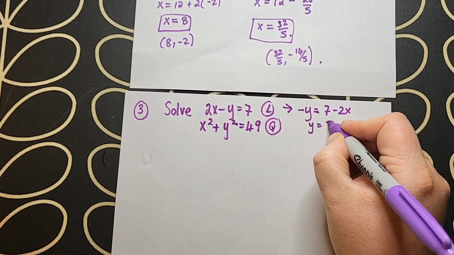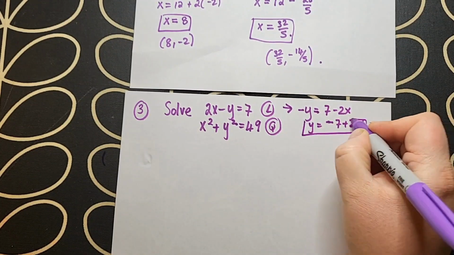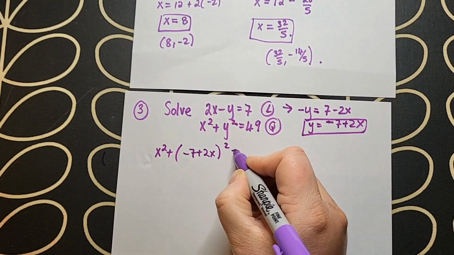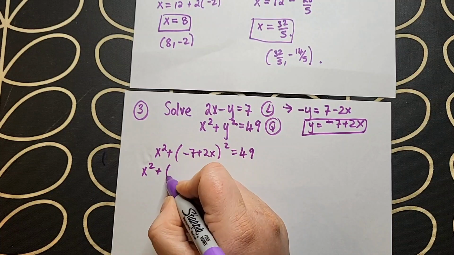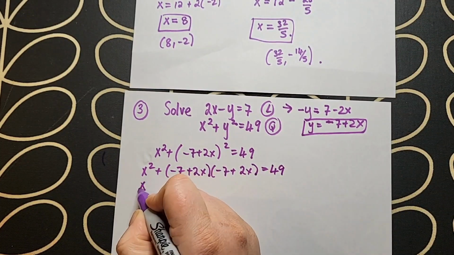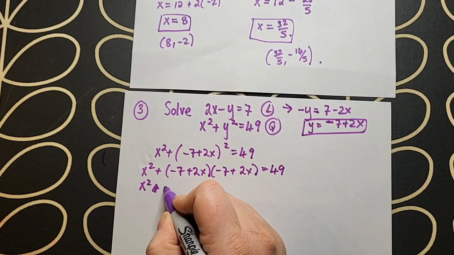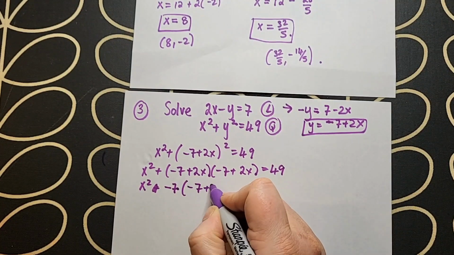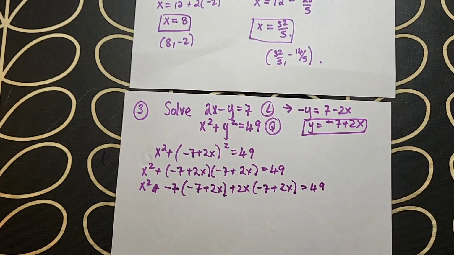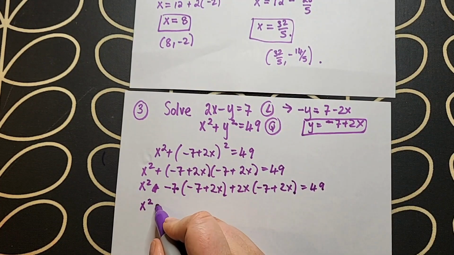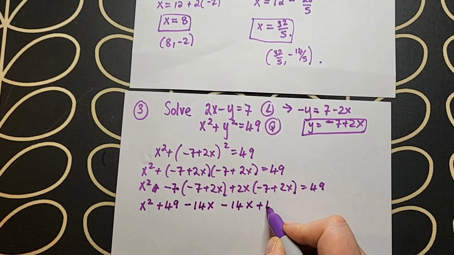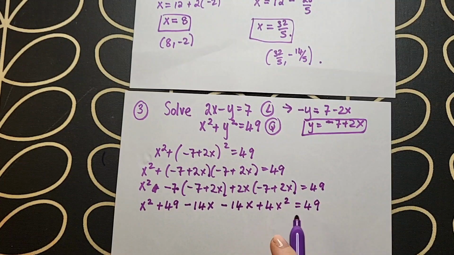I'm identifying my linear and my quadratic and I'm rearranging my linear equation there, as you can see. So what I'm going to do is replace every y in that quadratic with minus 7 plus 2x. And I multiply it out. You cannot get away from plenty of multiplying in these questions. It is inevitable. So when I multiply all that out, I end up getting 5x squared minus 28x equals 0, which is not your traditional trinomial.